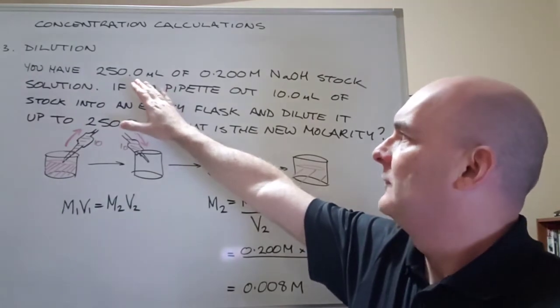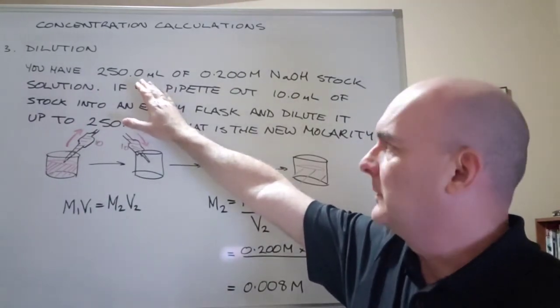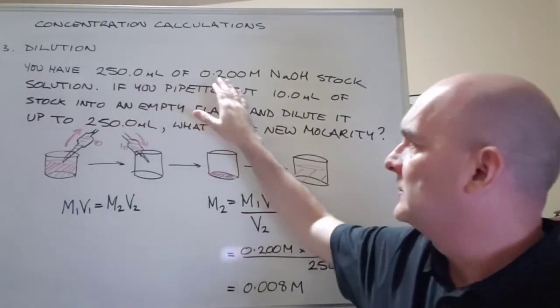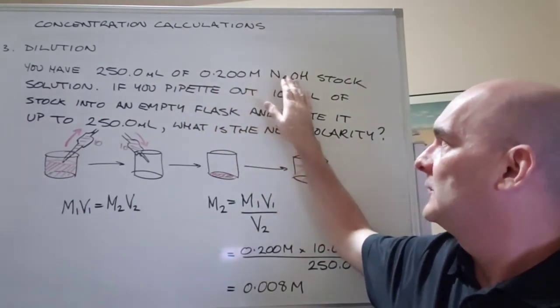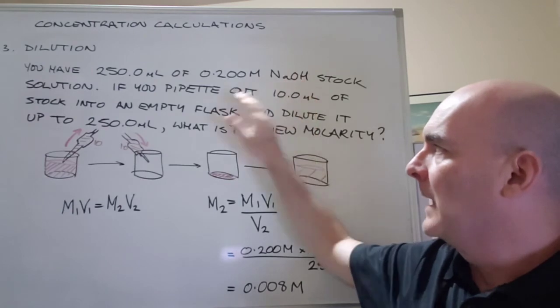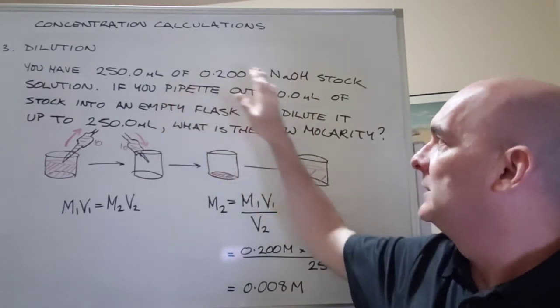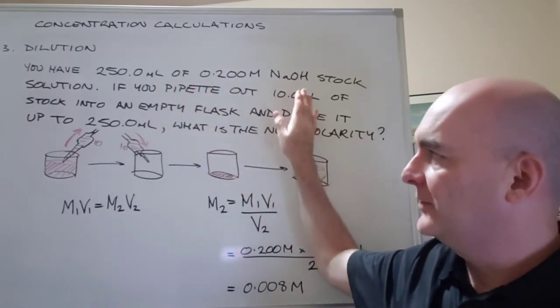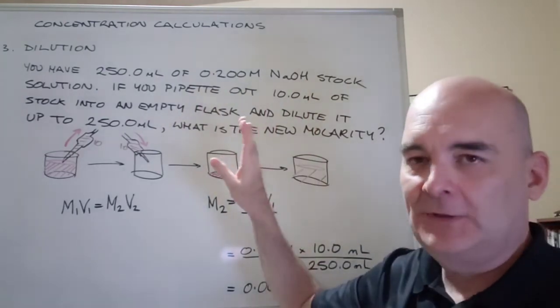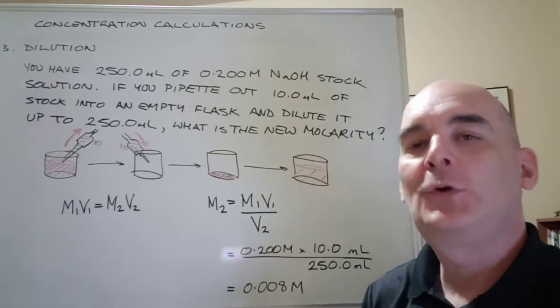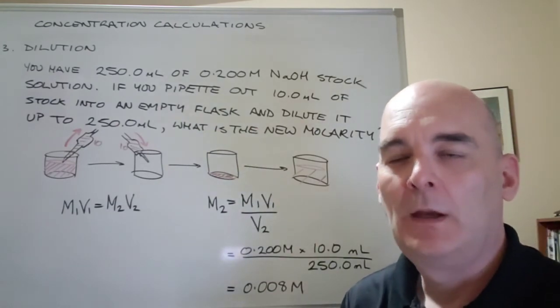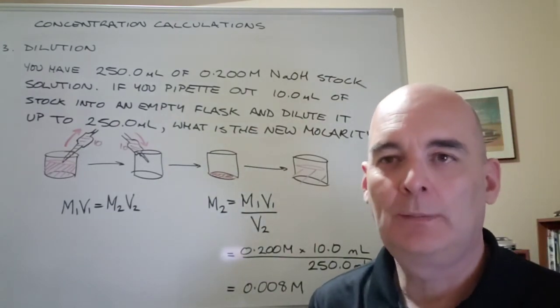If you have a stock solution, 250 milliliters of 0.200 molar solution of sodium hydroxide, and you pipette out 10 milliliters of that stock solution into an empty flask, and then you top that flask up to 250 milliliters, what is the new molarity?